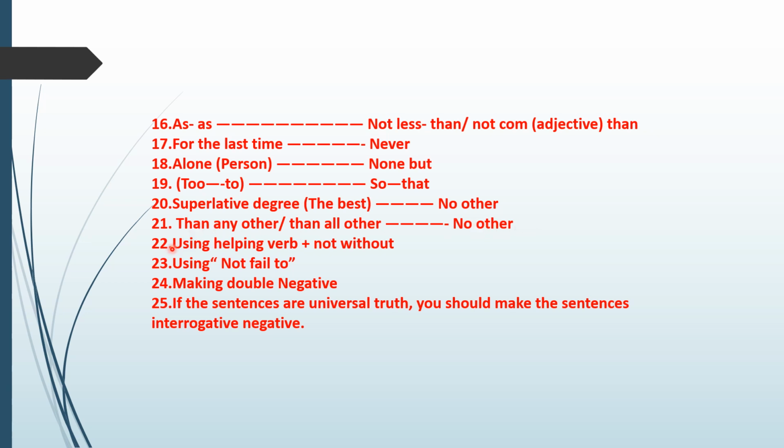You can also make the negative by using a helping verb like am, are, is, plus not and without. Refer to the examples given with regard to using a helping verb, not, and without. Then using not, fail to. You can use not, fail to in order to make the negative. Refer to the examples. Making a double negative. You can also make a double negative. Here also you have to see the examples. If the sentence is a universal truth, you should make the sentence into an interrogative negative, or an interrogative yes-no type of sentence.